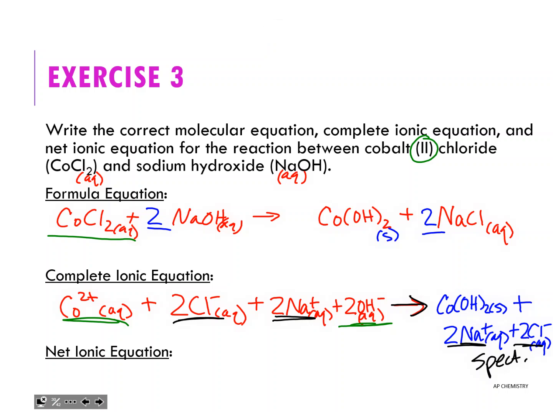So for our net ionic, the cobalt 2 plus the 2 hydroxides, that's going to give us the solid. Like so.